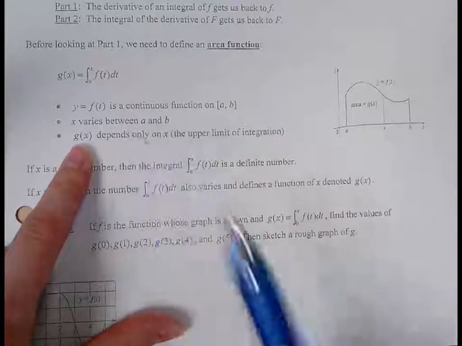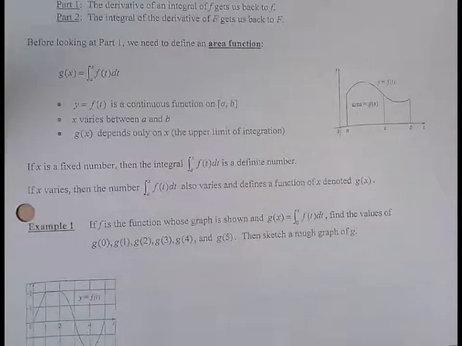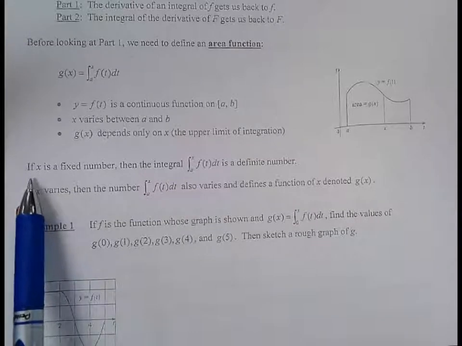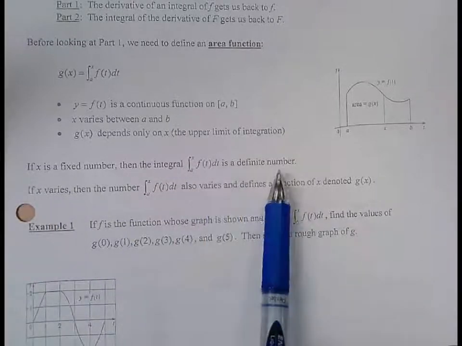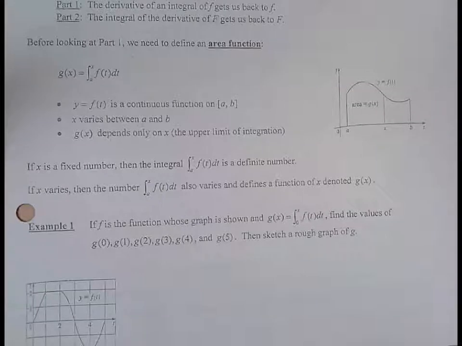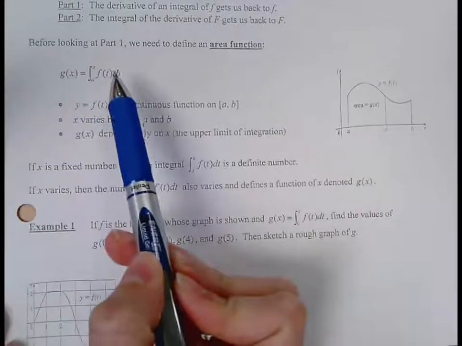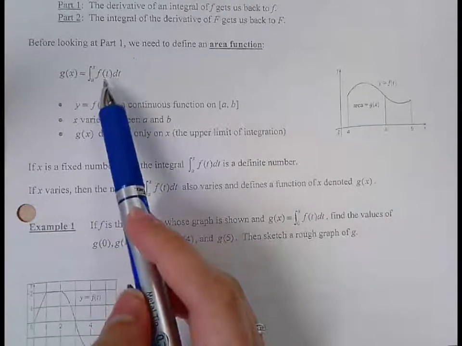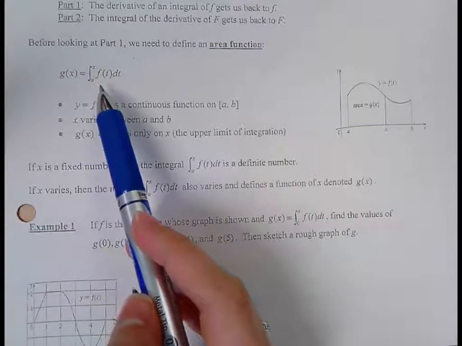So g of x depends only on x, as I was saying before. If x is a fixed number, if you know the number x is, then the integral would be a definite number. But if x is just left as a variable, then the area is also varying like I was talking about, and that's where you get a function for g. One other thing I want to point out with this: say you're evaluating a definite integral, what do you have to find in order to evaluate an integral?